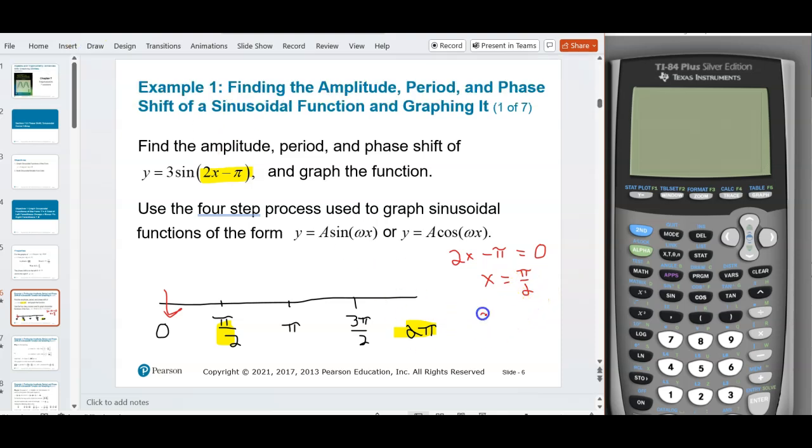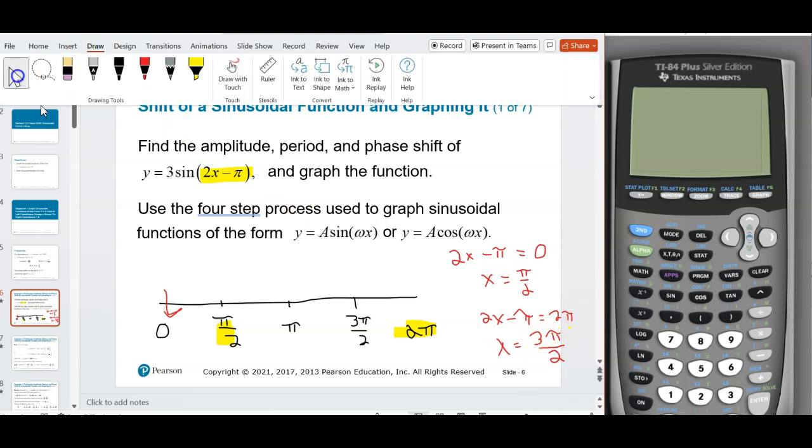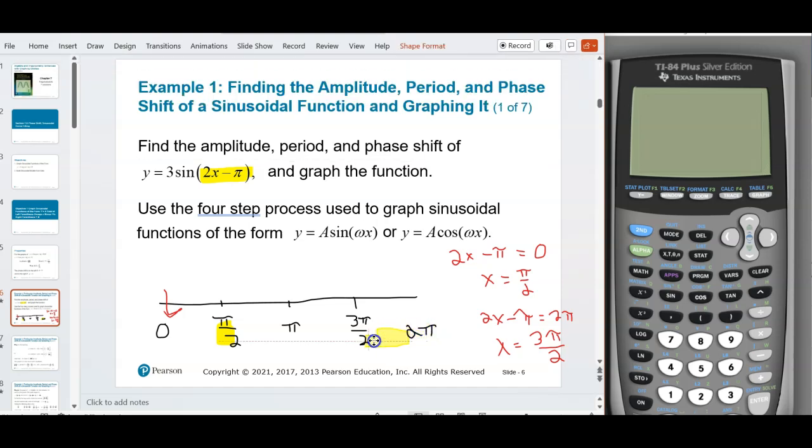All right, and then the same thing for the right end. So 2x minus pi equals 2 pi. Adding pi would give me 3 pi, and then dividing by 2 would give me 3 pi over 2. And so 3 pi over 2 is where this right end is going to end up.